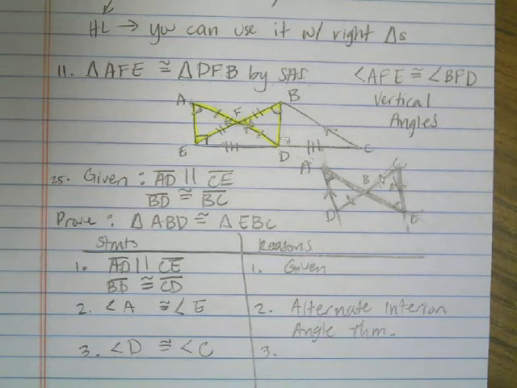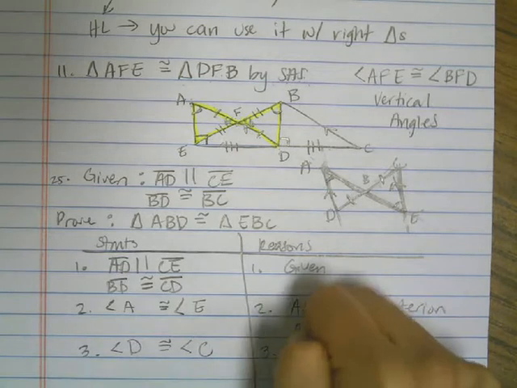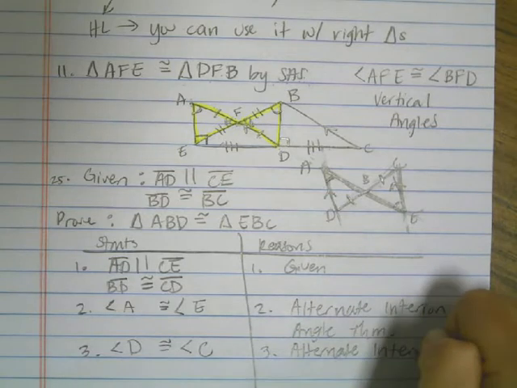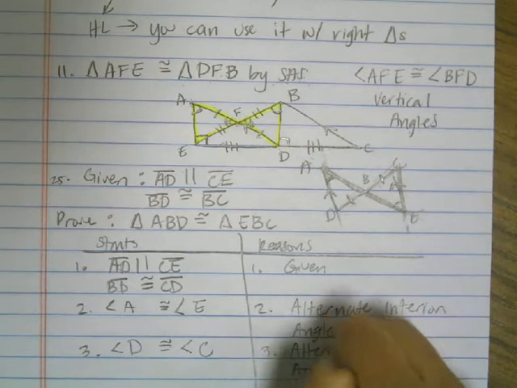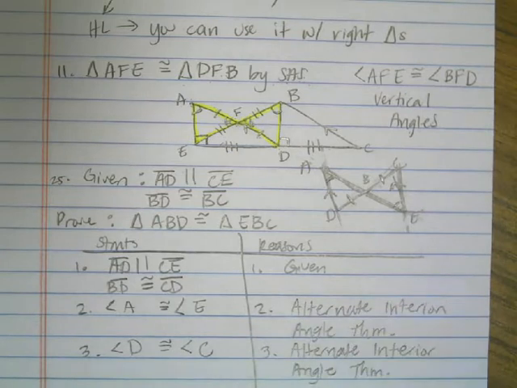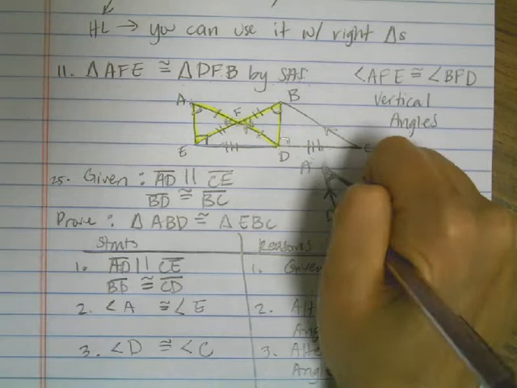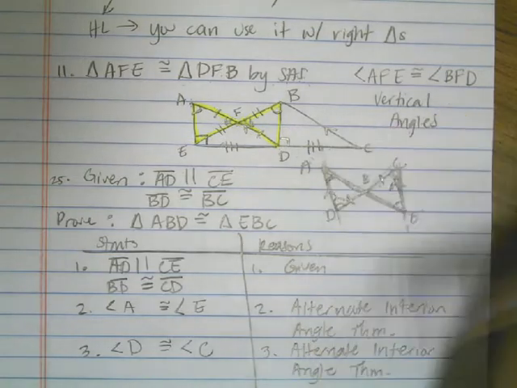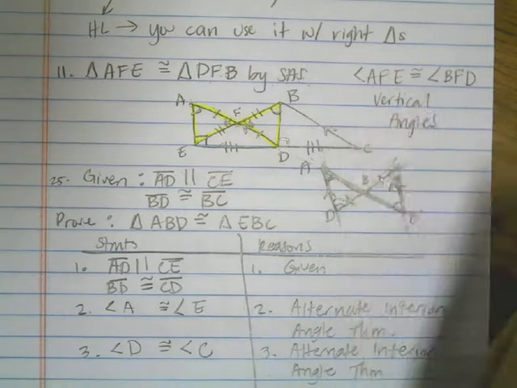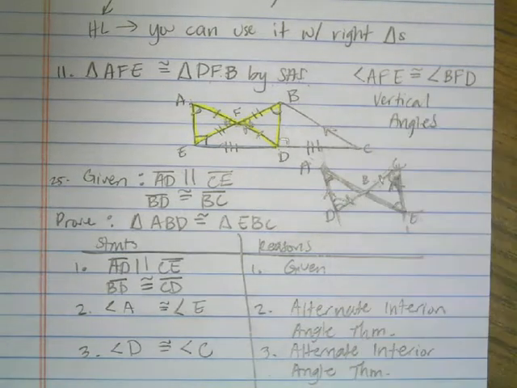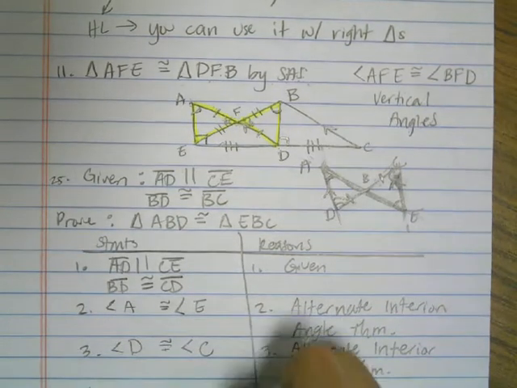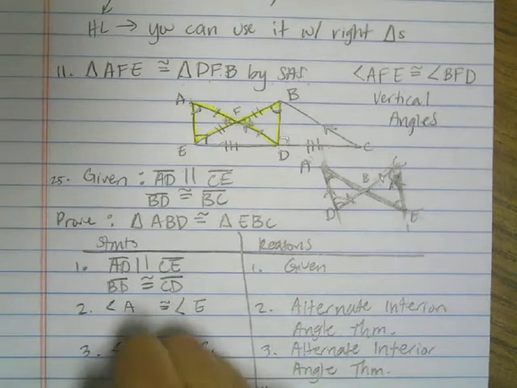Yes, that's correct. They are also alternate interior angles. I'm writing alternate interior angle theorem. And I'm going to mark them. So, now that we have a side and two angles, can we say that the triangles are congruent? Yes.